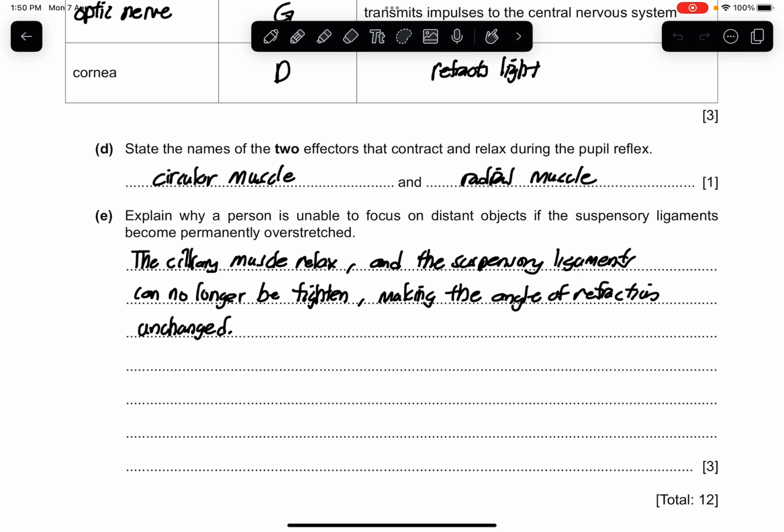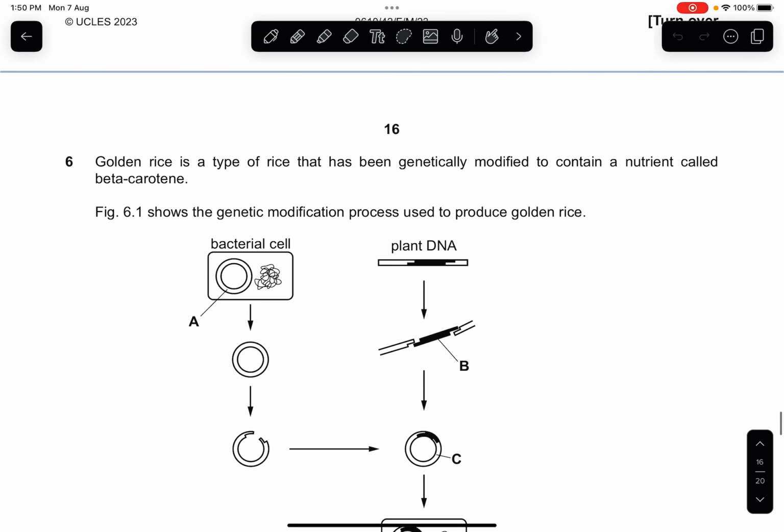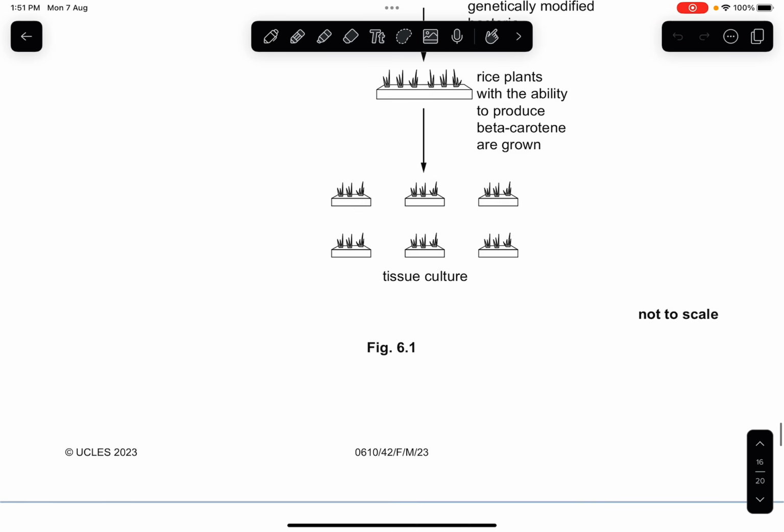Explain why a person is unable to focus on distant objects if the suspensory ligaments become permanently overstretched. So if you don't know how to answer this, just answer why he's unable to focus on distant objects. So how does it happen? The ciliary muscles will relax and the suspensory ligaments can no longer be tightened, so you cannot focus on distant objects, only nearer ones, making the angle of refraction still unchanged. Okay, question 6. I think this is the last question.